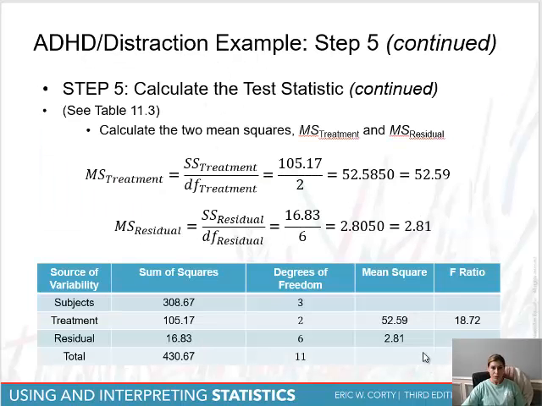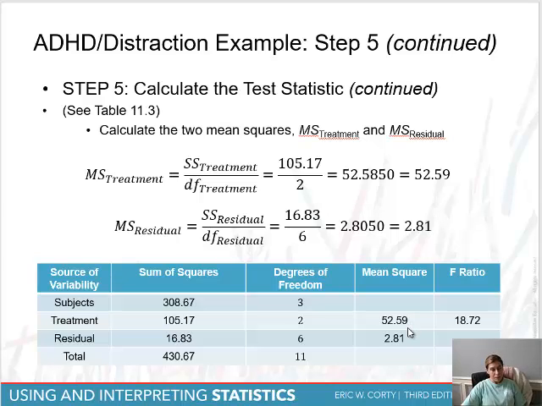Now let's look at the numbers. So long story short is that for this example, the F ratio is 18.72. So how are we getting that? To get any value of F, it's always a mean square over another mean square, the signal to noise. So in this case, it's the mean square for our treatment over a mean square residual. That's how we get the 18.72. So how do we get the 52.59 and how do we get the 2.81?